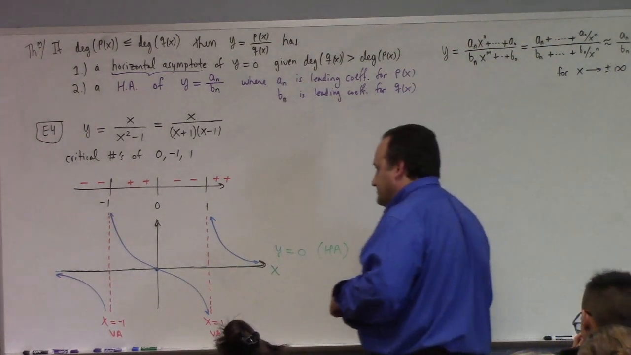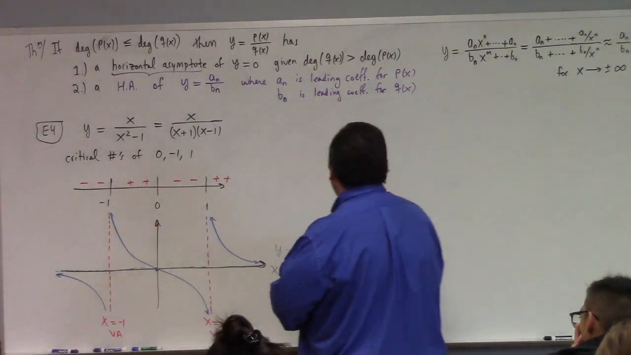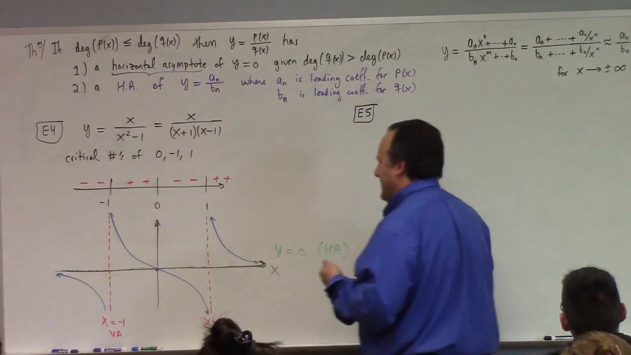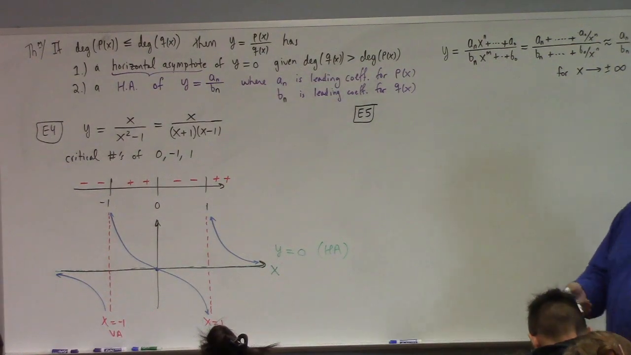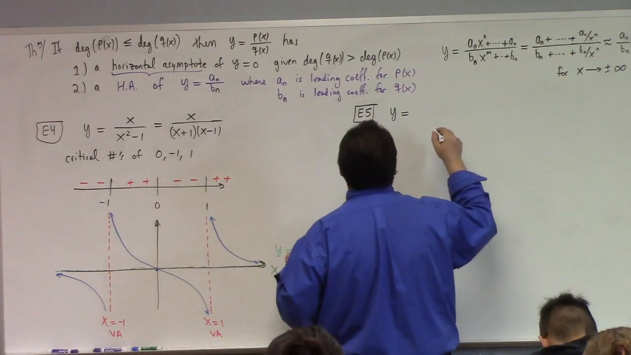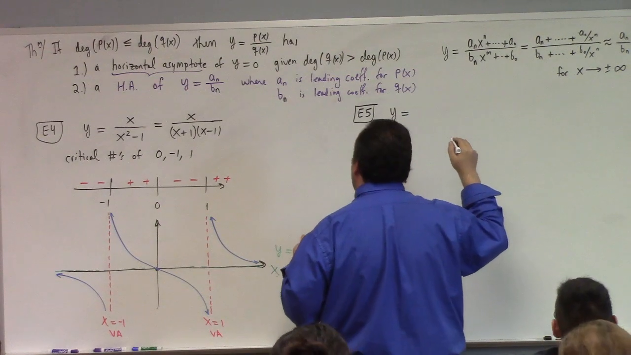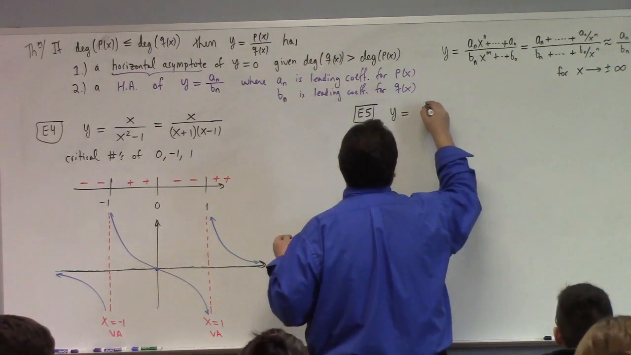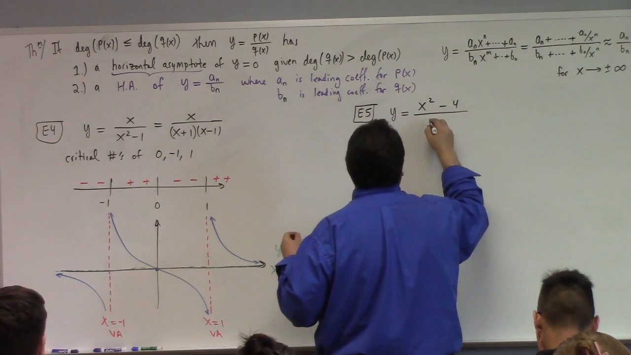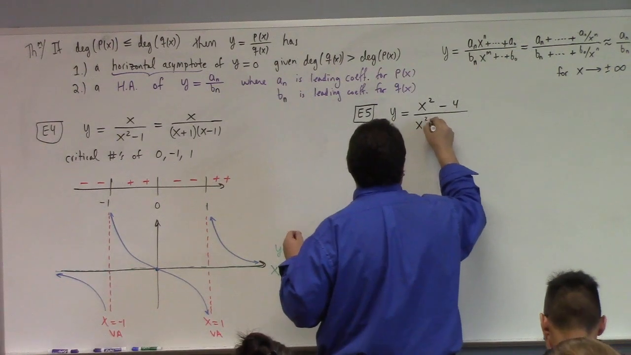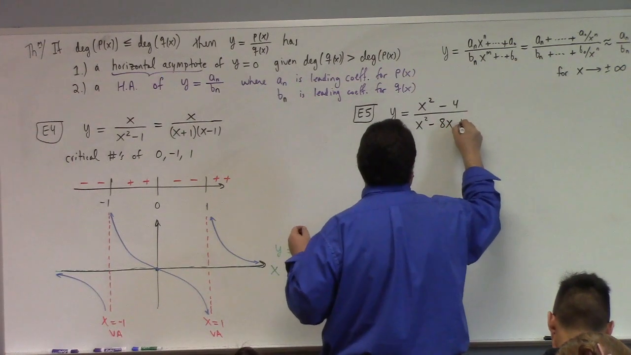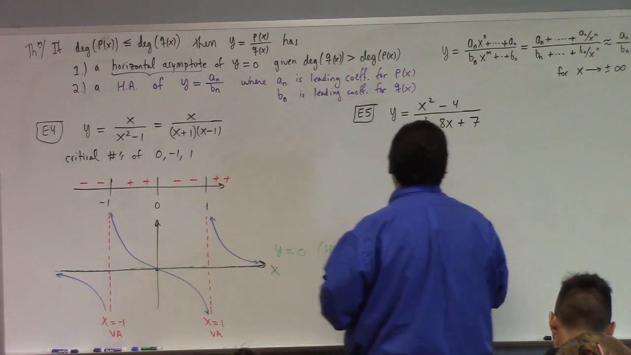Example 5. Now there is another wrinkle I haven't gotten to yet, but we're going to start with the easy part. Actually, it's not really harder, it's just weird. So here's another one. Y equals, I don't know, how about x squared minus 4 divided by, how about x squared minus 8x plus 7. All right?